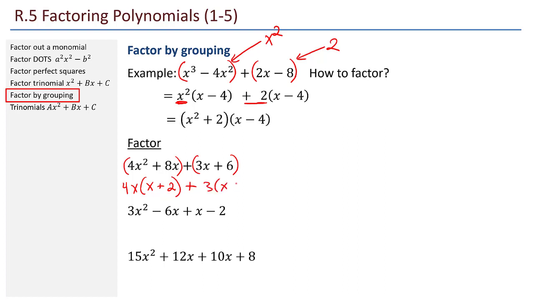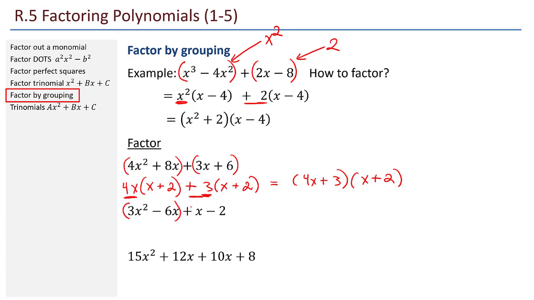And that leaves me with x plus 2. And I'm glad to see this, x plus 2, x plus 2. It means I'm on the right track. And what I've pulled out is the 4x plus 3. So 4x plus 3 times x plus 2. There we go. All right, next one.